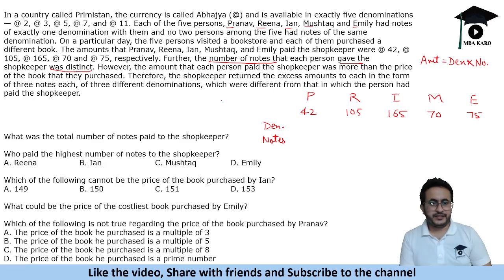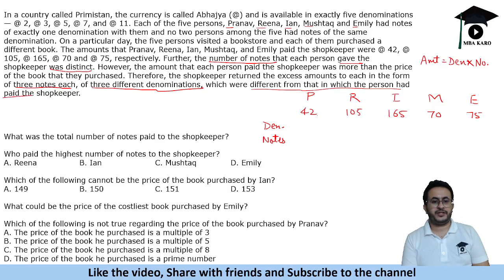So it says that however, the amount that each person paid the shopkeeper was more than the price of the book they purchased. So they gave these amounts, it was greater than the price of the book. So what happened? The shopkeeper returned the excess amounts to each in the form of 3 notes each, of 3 different denominations. 3 notes were returned in 3 different denominations which were different from that in which the person had paid the shopkeeper. Okay, so we will come to this part later.